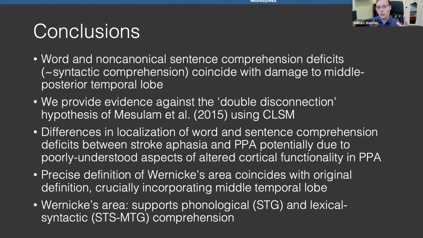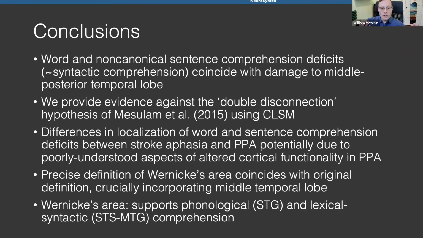Differences in localization of word and sentence comprehension deficits between stroke-based aphasia and PPA may be in part due to more complicated factors in PPA, such as altered cortical functionality in other areas that are not peak areas of atrophy.